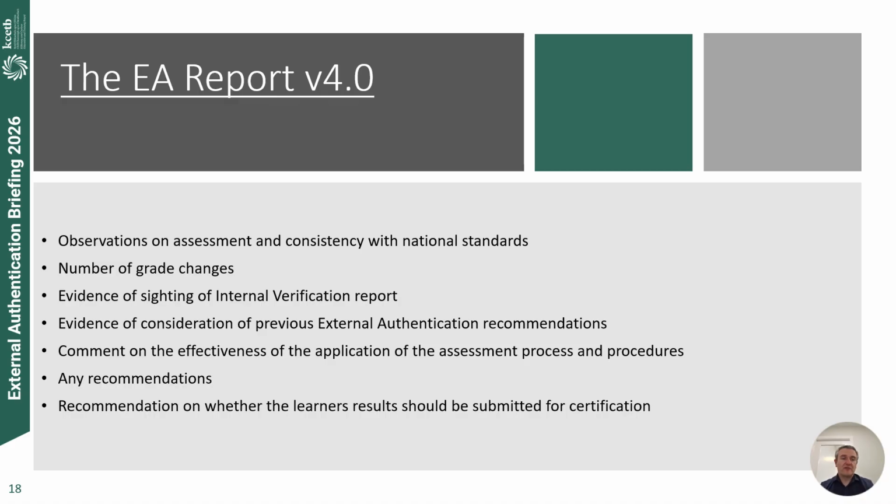So what we look at within the EA report is the observations on the assessment and consistency within national standards. So you're checking that the learner evidence meets the national standard. You're looking to see where it doesn't, then are you recommending grade changes, if you are, to fill in that grade change section of the report? Evidence that you have cited the internal verification report, that there has been consideration of the previous external authentication recommendations.